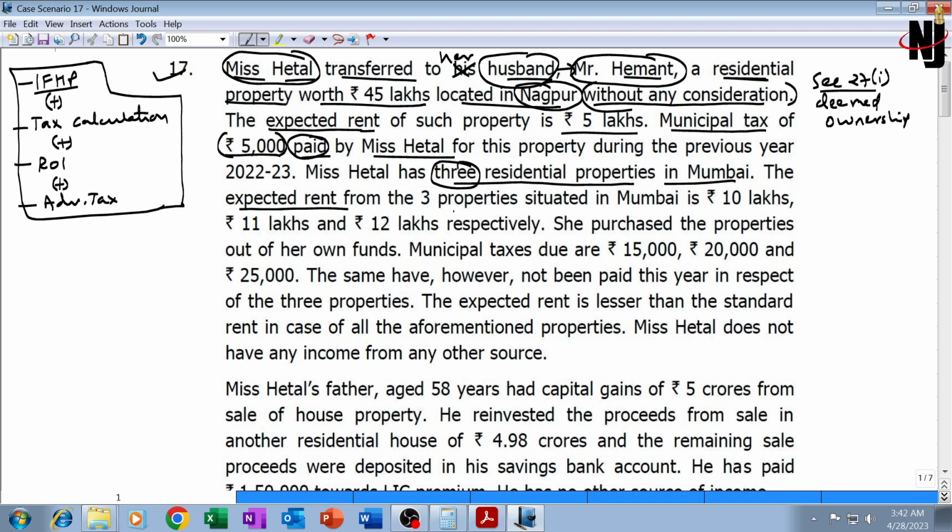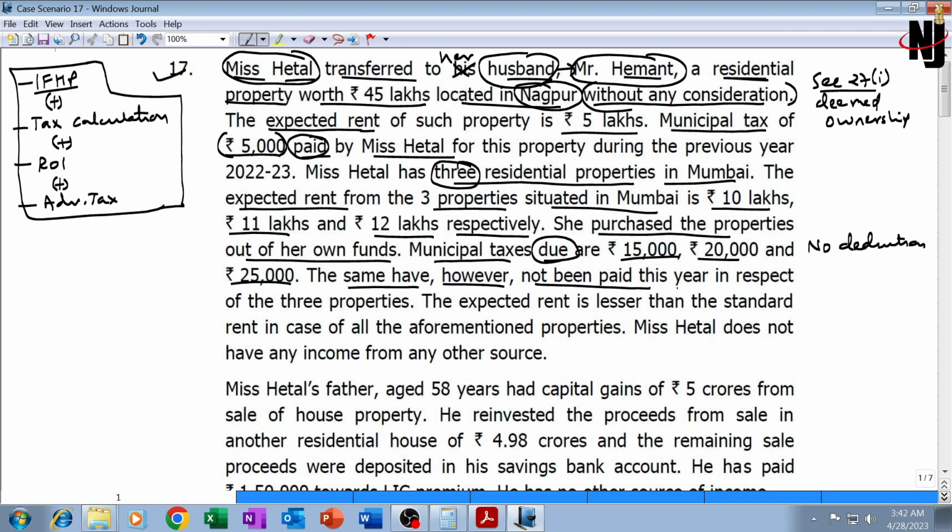The expected rent from these 3 properties situated in Mumbai is 10 lakhs, 11 lakhs and 12 lakhs respectively. She purchased the properties out of her own funds. That means they are not gifted by husband. They are out of her own funds. Municipal taxes due are 15,000, 20,000 and 25,000. Therefore not paid, therefore no deduction. No deduction will be allowed with regards to Mumbai based properties from municipal tax. Same have however not been paid this year in respect of the 3 properties that we know pretty well. It is due, that means not paid.